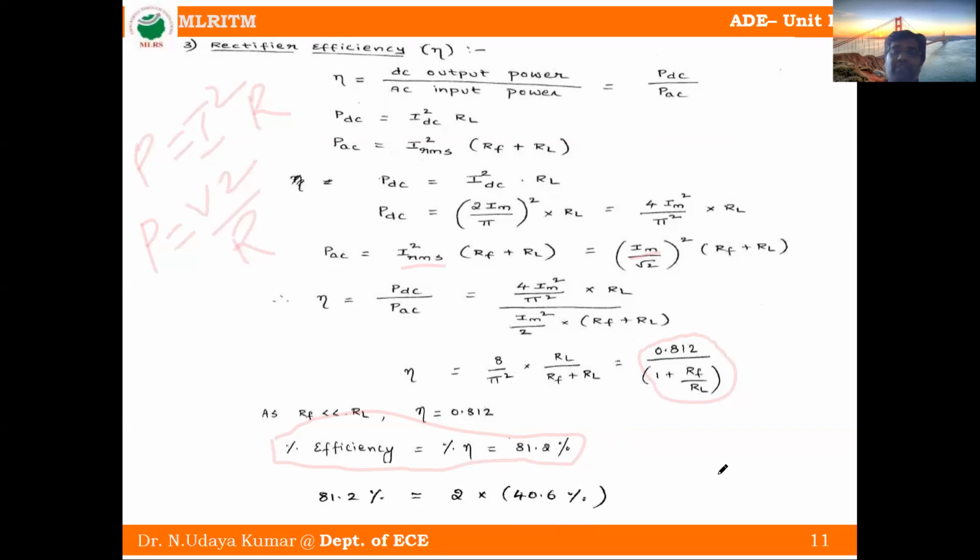In a half wave rectifier, only the positive half is rectified, like this. Whereas in a full wave rectifier, both halves are rectified, the positive half and this negative half also. That's why it is 40.6% here and 81.2% here. So it is somewhat better compared to the half wave rectifier.